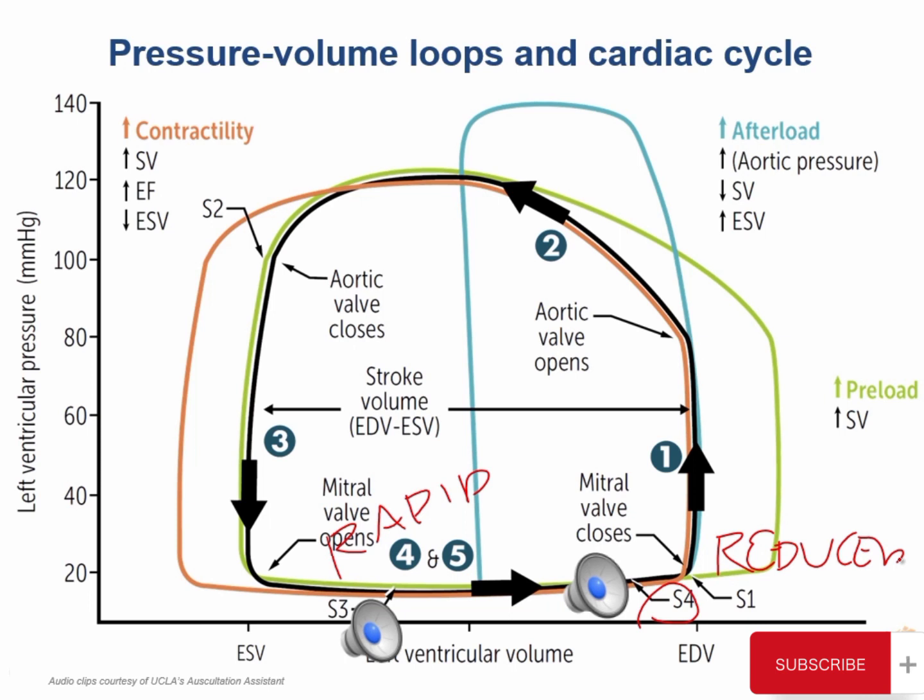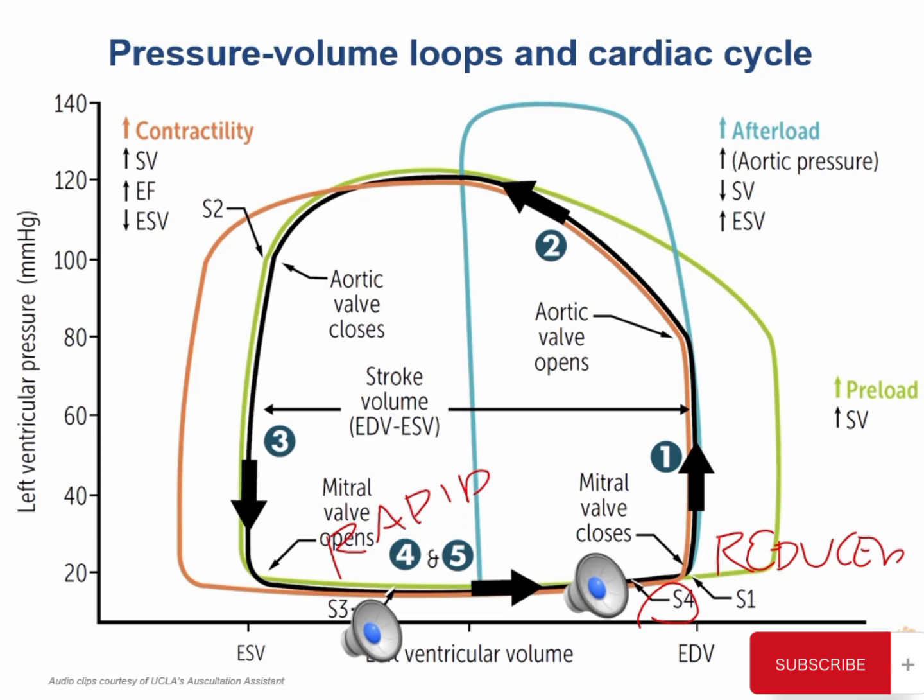And S4 occurs when the left atrium squeezes down to push that last bit of blood into a non-compliant left ventricle. So the incoming blood creates very turbulent flow because the ventricle is not going to expand. And the turbulent flow of blood creates an audible sound that you can hear over the apex. What does it sound like? Well, let's listen.